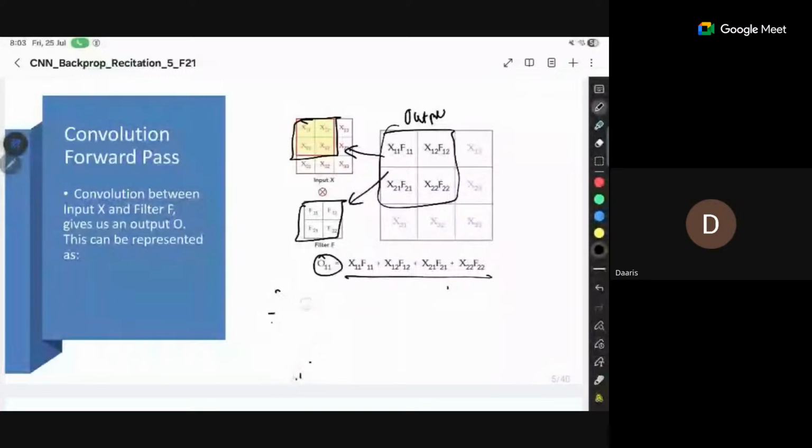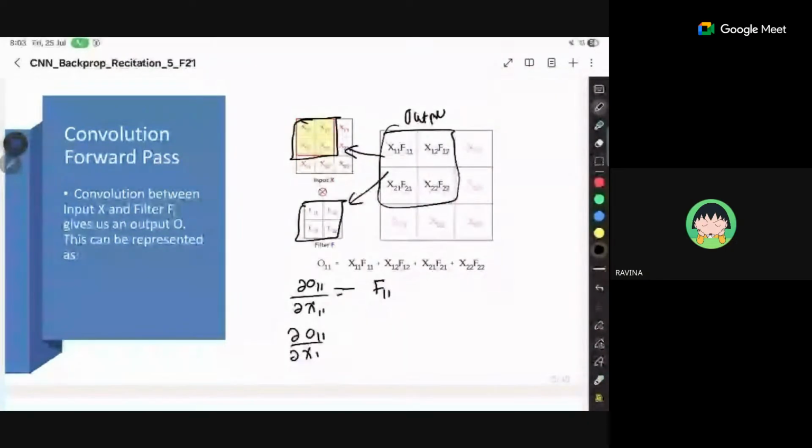Now let's say just this equation. If I look at O11, now if I ask you what is the derivative of O11 with respect to, let's say, X11, what is that going to be? Just this equation we look into. What is that going to be? F11, right? And similarly, if I do with respect to X12, then I'm going to get F12. Okay? And so on. So this is what I'm going to get.